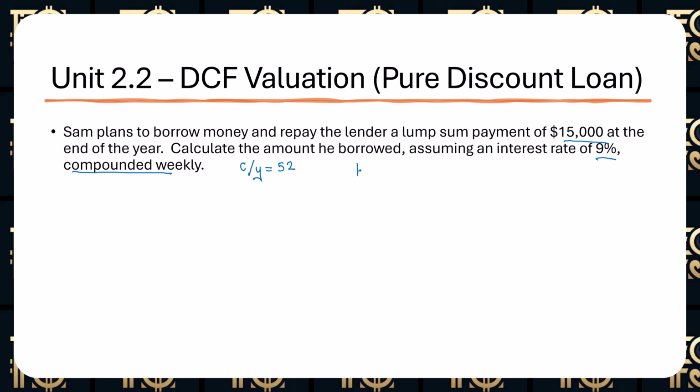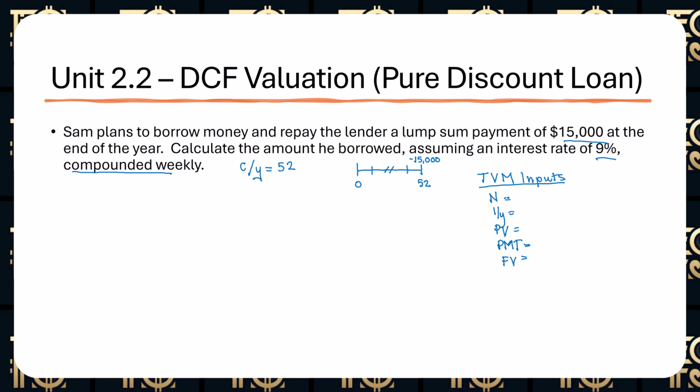If I were to draw the timeline, today is obviously time 0. I'm not going to put 1 here because it's now 52 compounding periods within that 1 year. It's now 52 ticks on the timeline. I want to make that very clear. And the cash flow that he's going to have to pay back the lender at the end, which will be an outflow, is $15,000. We'll set this up with our time value of money inputs.